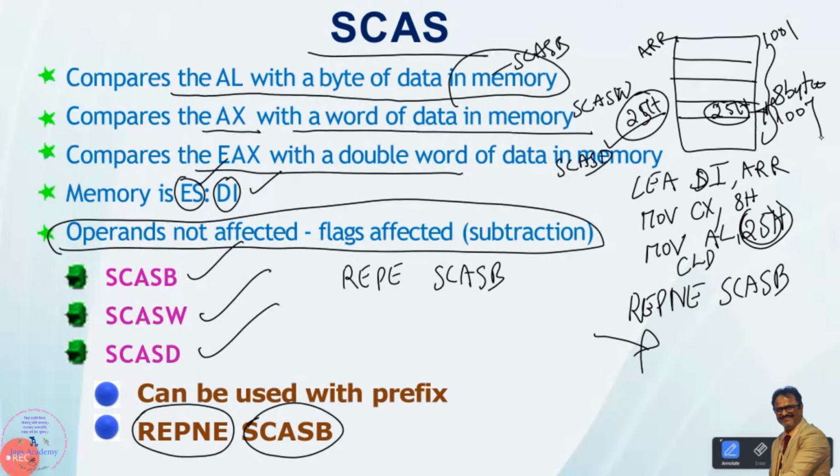AL is having 25H permanently. AL content will not be disturbed at all. It is CX. When this stops executing, CX has been decremented. CX is decremented, right? So it is decremented to which position?